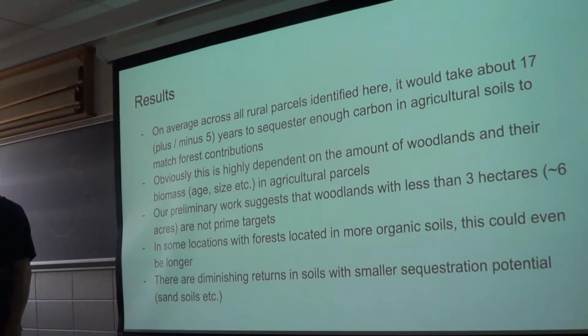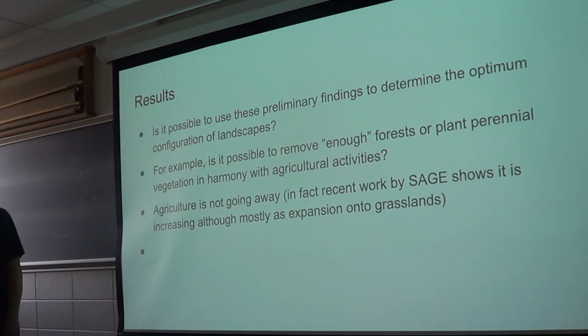That was an average across many studies under many different soil conditions. But some of them are much smaller, some of them are slightly higher. Now, another way of looking at these results is, is it possible to use results like these to determine the optimum configuration of landscapes?